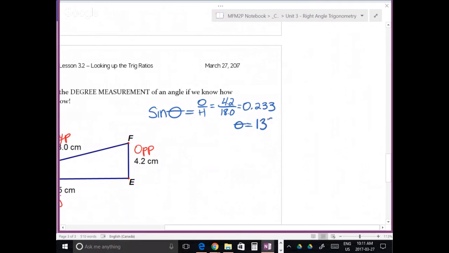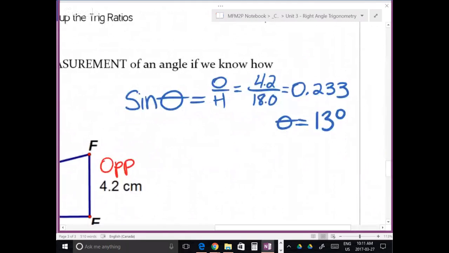If we know the sine is 0.233, we can go to our table and we can see how many degrees that must be. Which is good because if I have to build something and somebody tells me, build it with a sine of 0.233, that's tricky. But if I can go into my table and say, oh, that's 13 degrees, now I grab my trusty protractor, I set up my straight edge, and I make my line. Boom, done. Just like that.